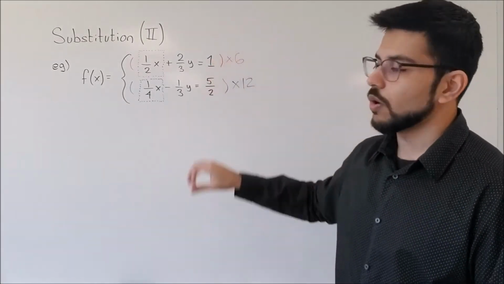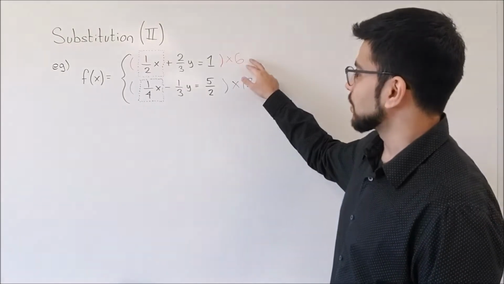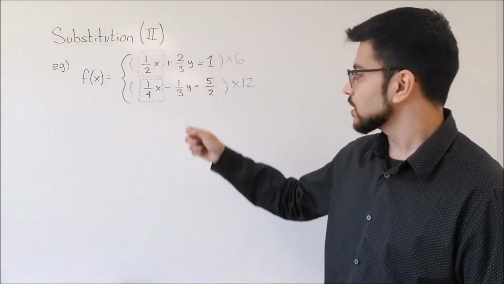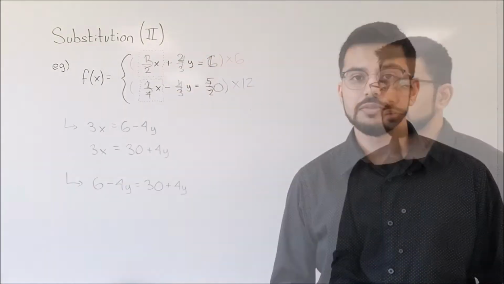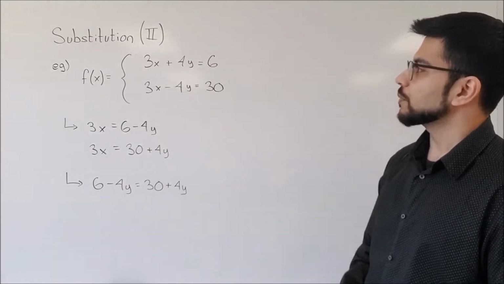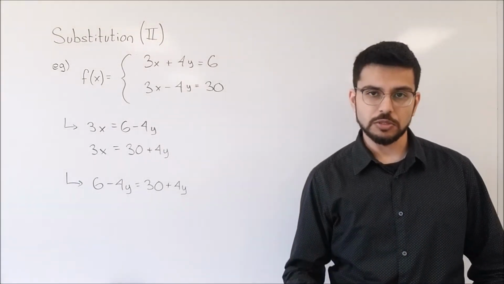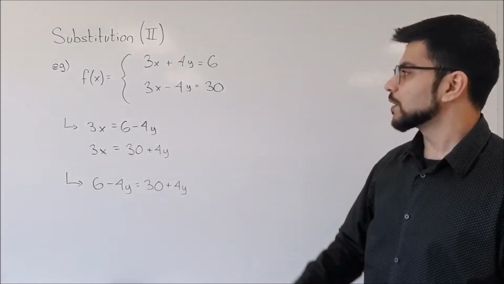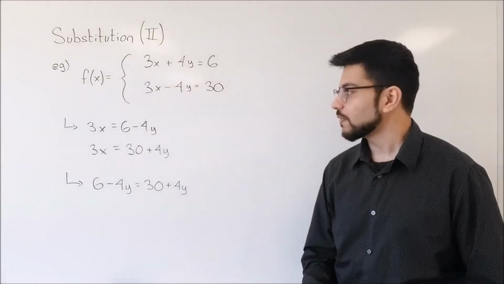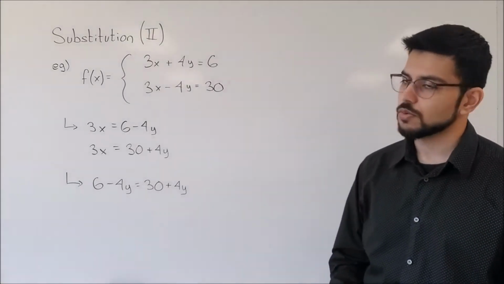I'm going to rewrite all of these equations, except I'm going to have everything on the top multiplied by 6 and everything on the bottom multiplied by 12. Okay, so just doing it piece by piece, I end up with 3x plus 4y equals 6. Multiply the top thing by 6. If I multiply the bottom equation by 12, I end up with 3x minus 4y equals 30.